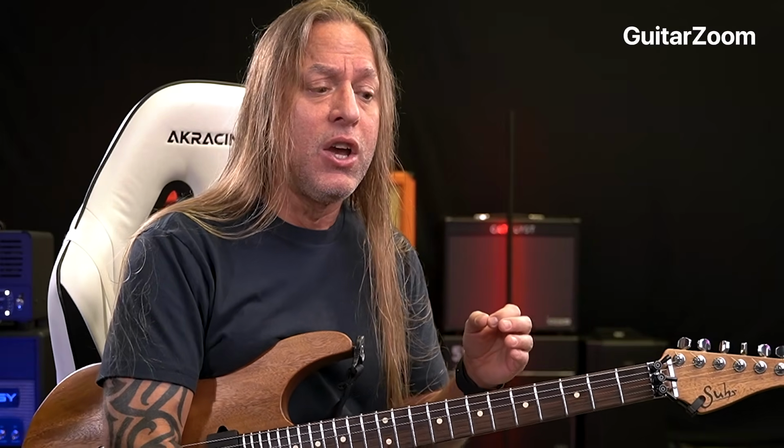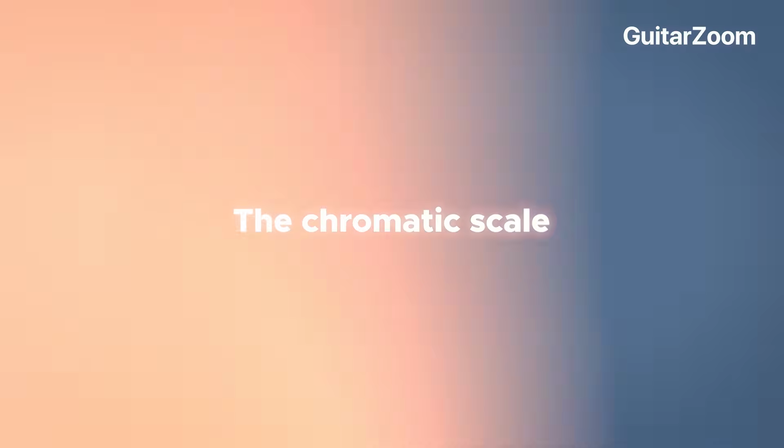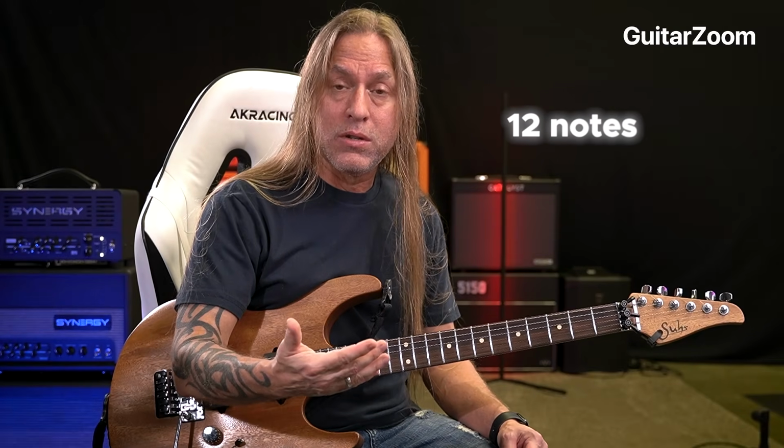So in order to learn the notes on the guitar, the first thing you have to understand real quick is what we call the chromatic scale. Now the chromatic scale is simply all the notes available to us in music. And I'm going to give you a bit of a shortcut to that too. There's really only 12 notes in music.